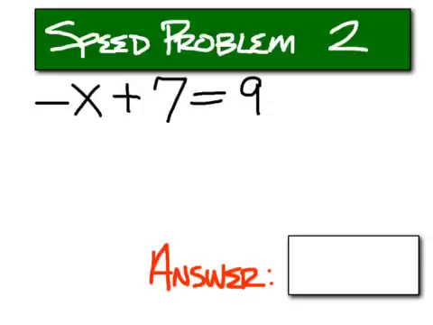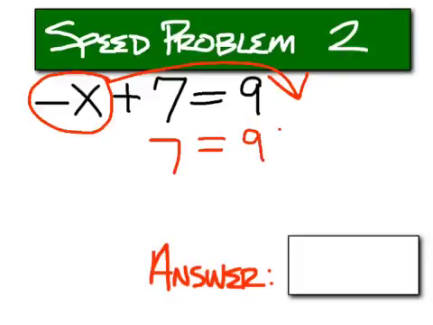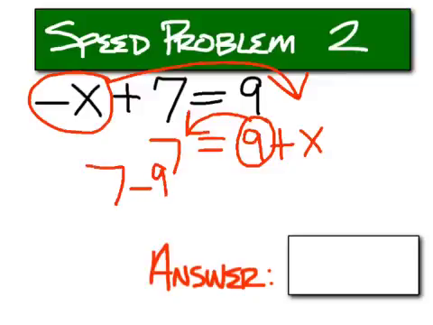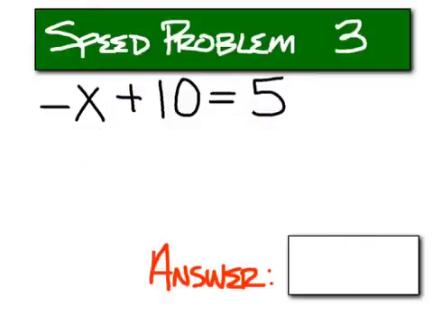Okay, so for this one, we have negative x plus 7 is equal to 9. We want to take our negative x to the other side. So we have 7 is equal to 9 plus x. Then we want to take our 9 to the other side. So we get 7 minus 9 is equal to x. So x is equal to negative 2.